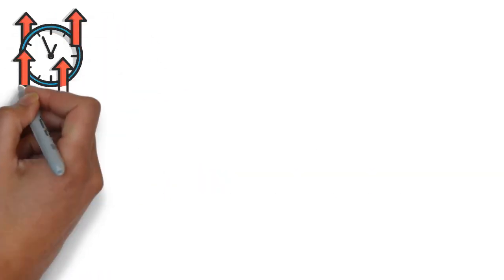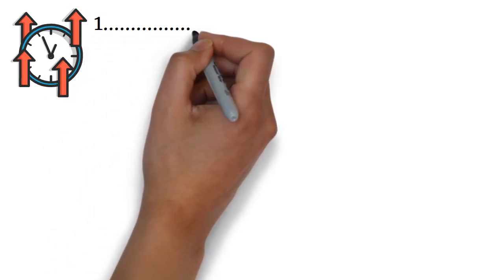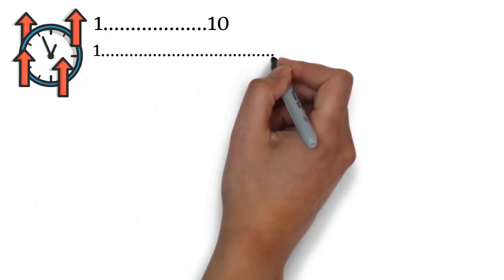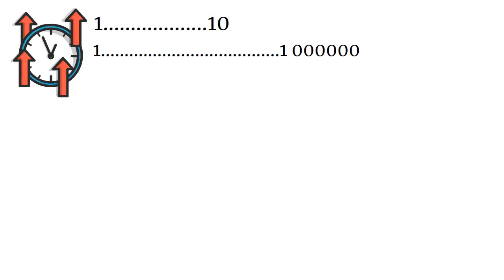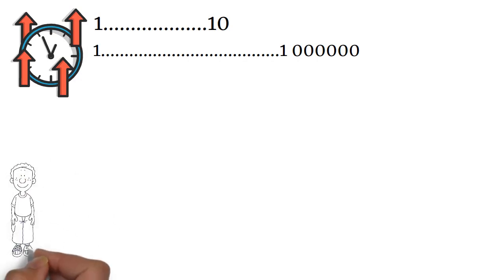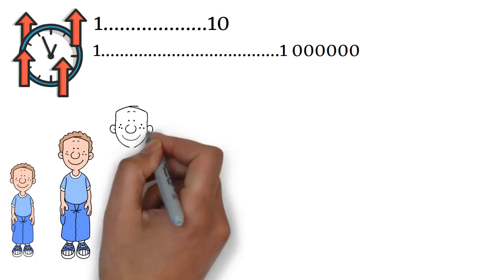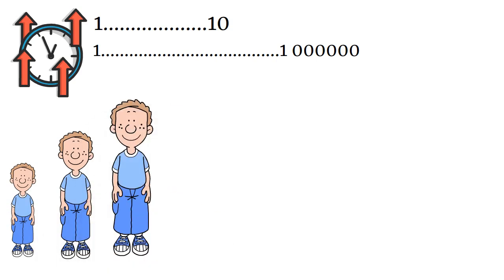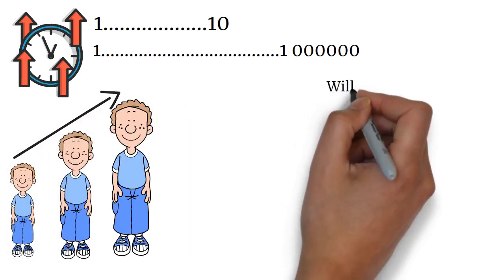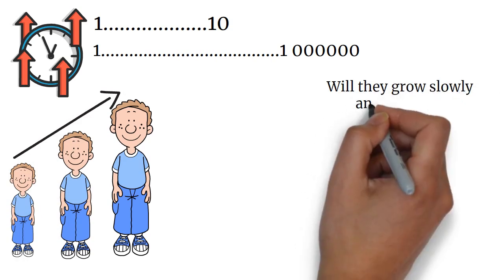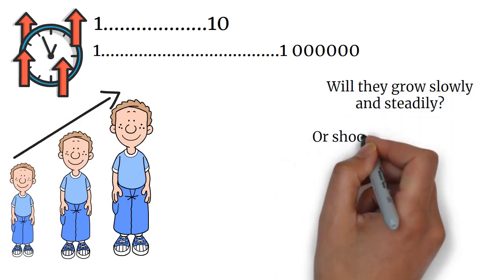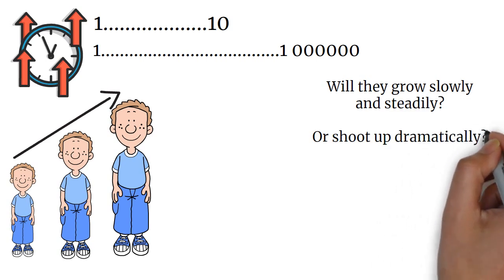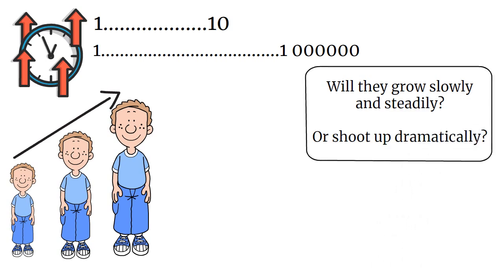You already understand that some tasks take longer than others. Counting to 10 is faster than counting to 1,000,000. That's intuitive. Big O formalizes this intuition. Think of Big O as a growth chart, like tracking a child's height over time. We're not measuring exact height today, we're measuring the pattern of growth. Will they grow slowly and steadily, or shoot up dramatically?